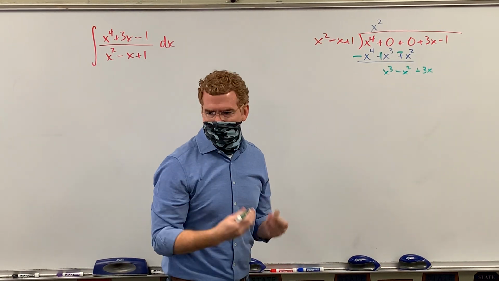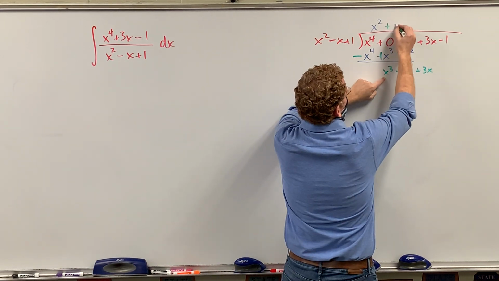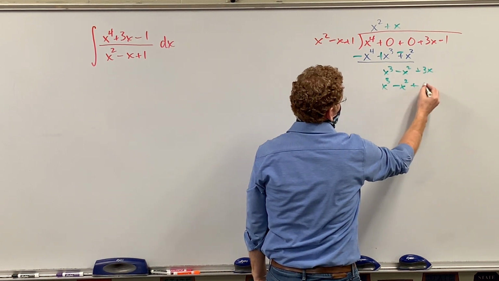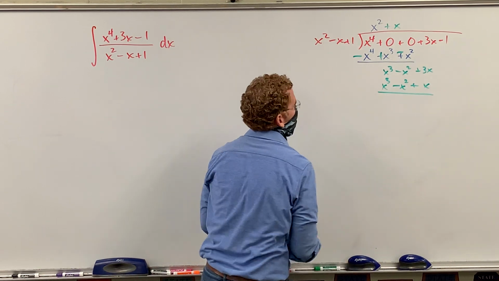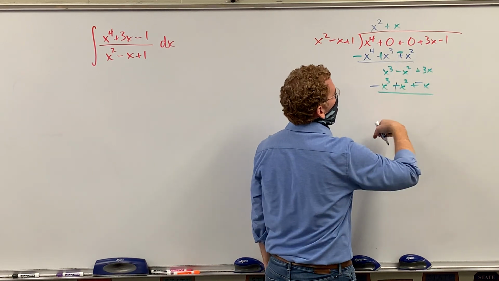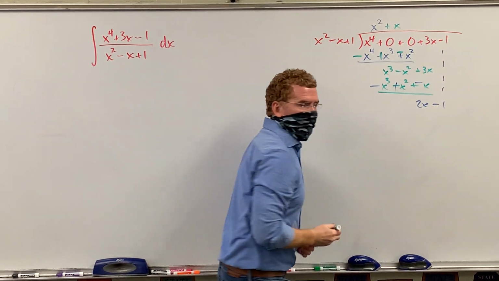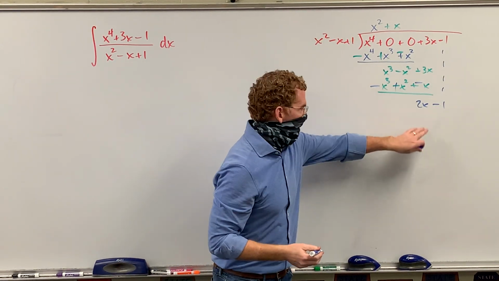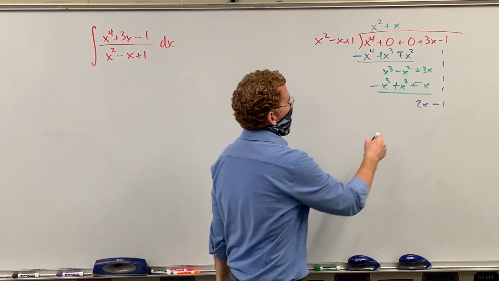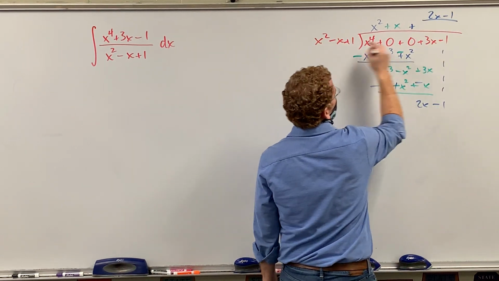And then we repeat the process a couple more times. X squared times what gives me an x cubed? An x. Multiply the x by this. X cubed minus x squared plus x. And then what do we do? Change the signs. And I get 0, 0 again, 2x, and a minus 1 when I drop it. Well, the second thing I have left has a smaller power than this, so I'm done. And the way I would have written this is plus 2x minus 1 over that.